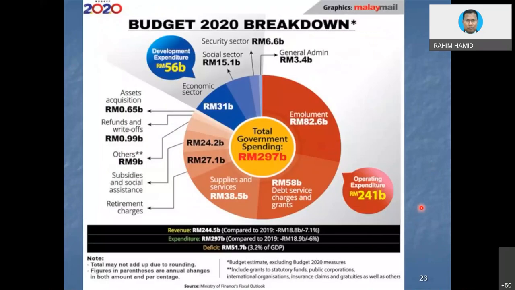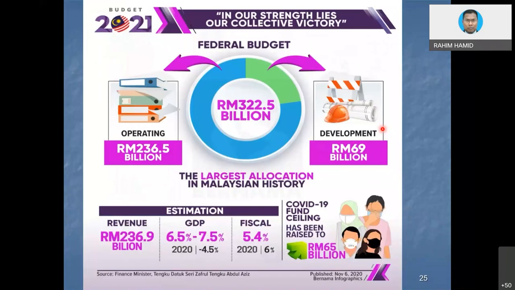Okay, you see? In the year 2020, the government only spent around 56 billion. But in 2021, the government allocated more, 69 billion. But unfortunately, due to COVID, some of the money could not be spent because construction stopped work for a few months. And the good thing is that the money will overflow into the next year. So that is yet to be seen in this 29 October budget.